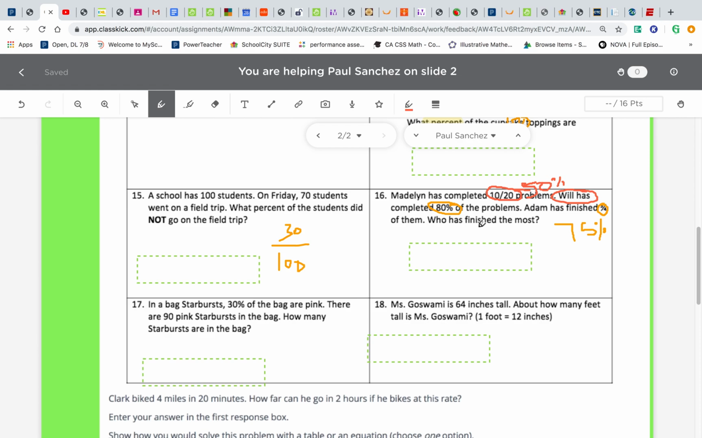All right, very good. Number 17, in a bag of Starbursts, 30% of the bag are pink. Okay, it does help to know that the Starburst bag normally comes with different colors, right? The pinks, those are my favorite, but there's yellow and there's red and orange.